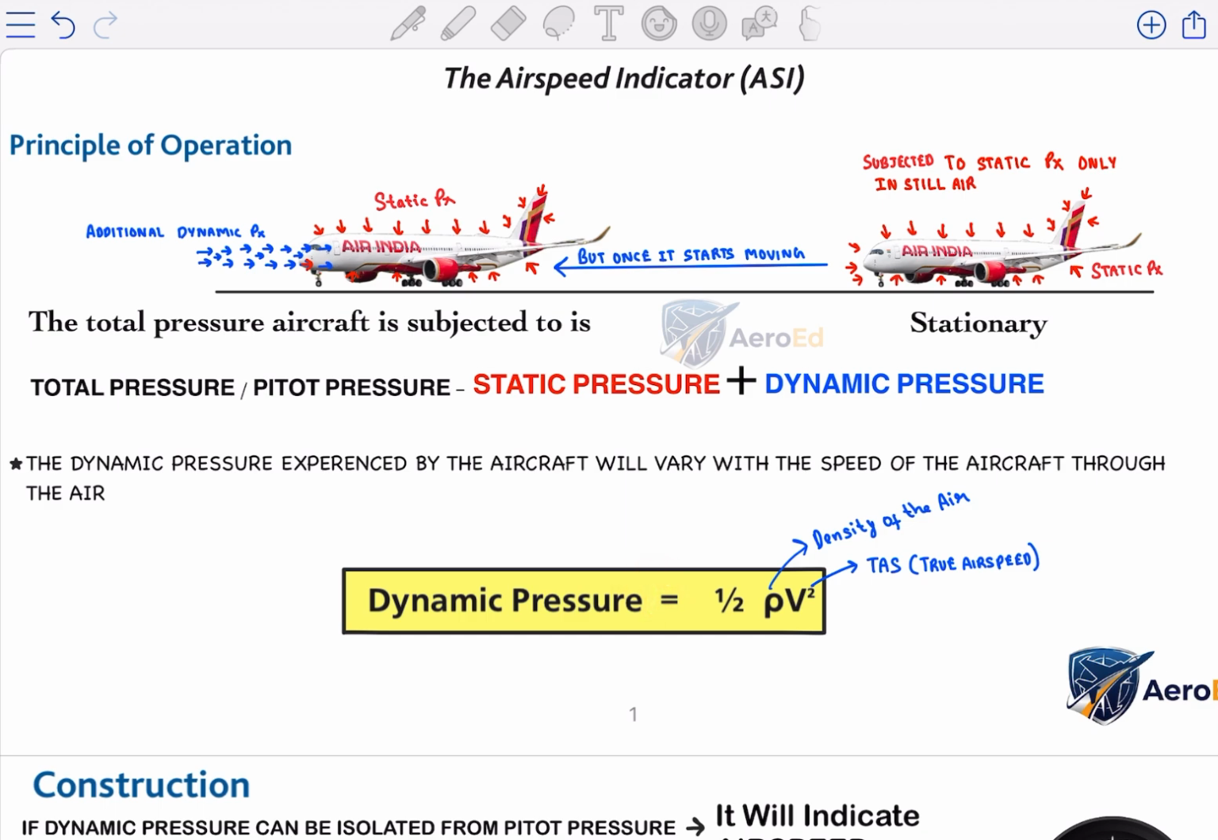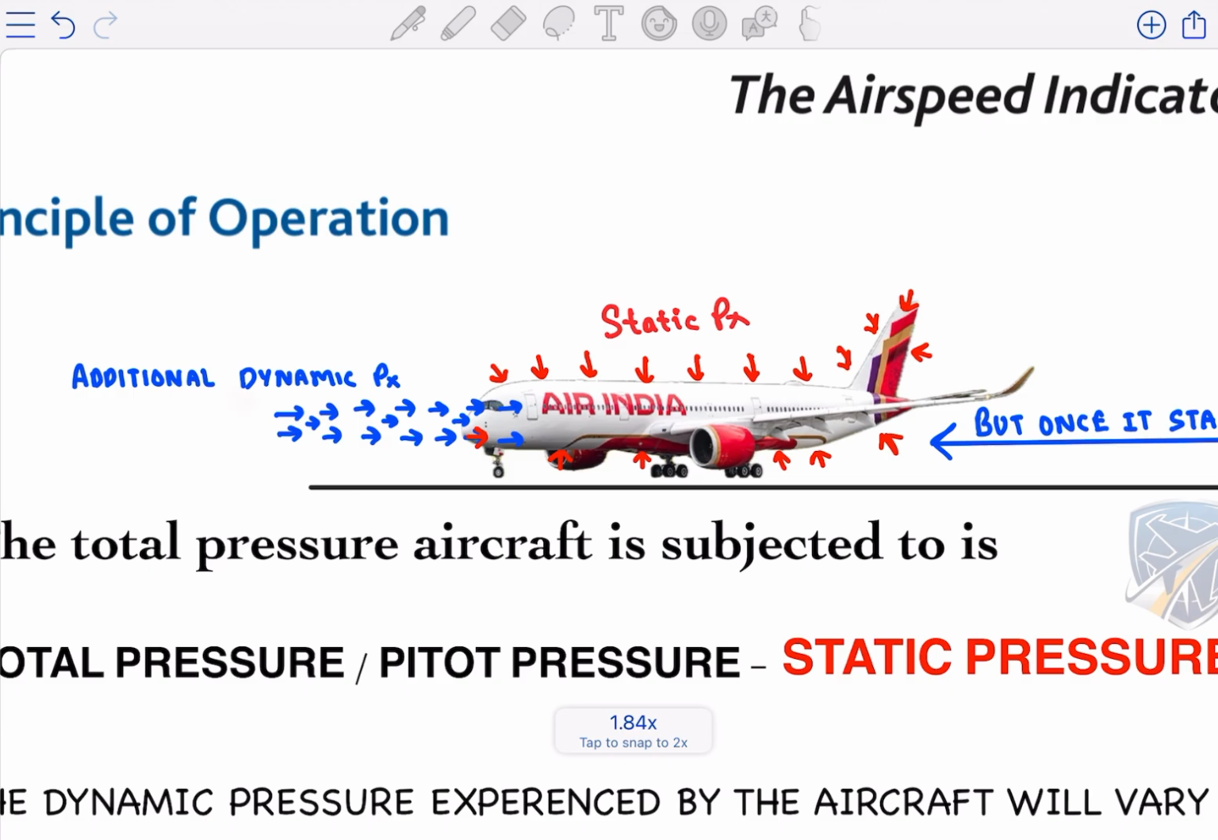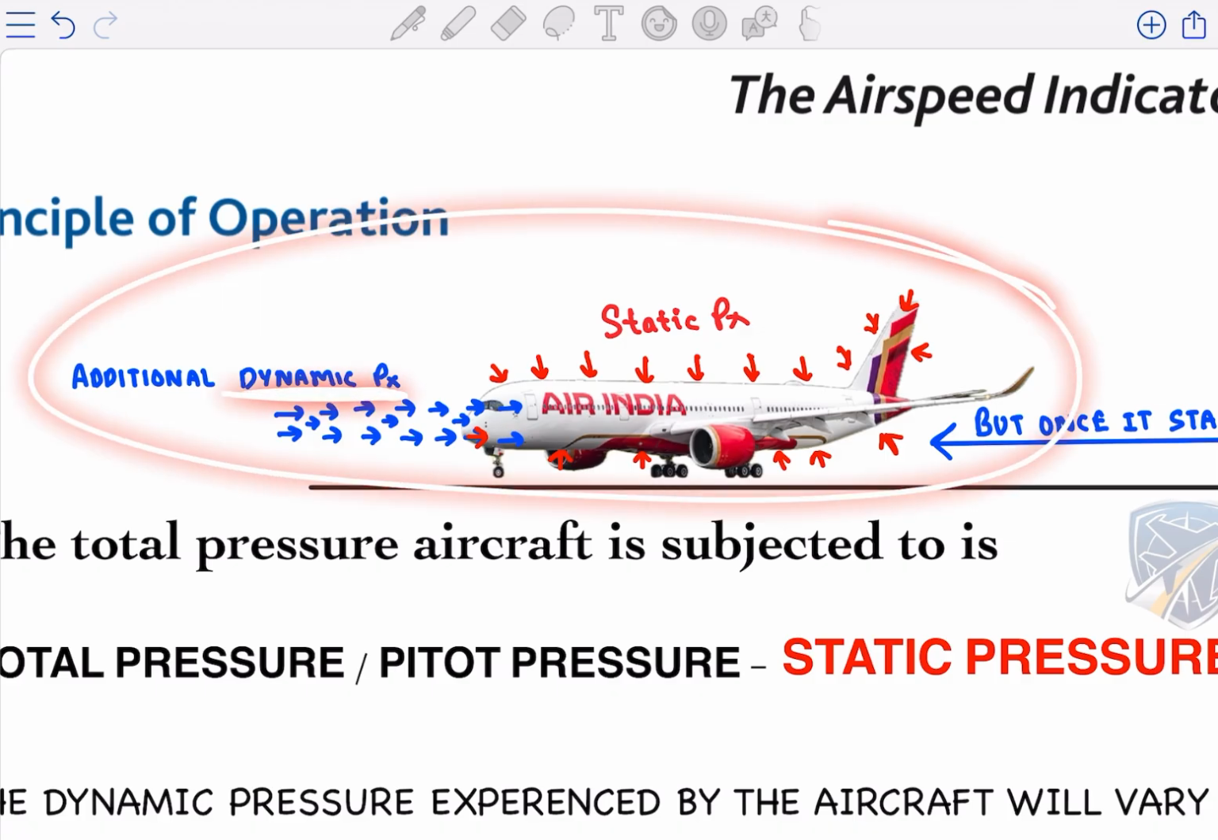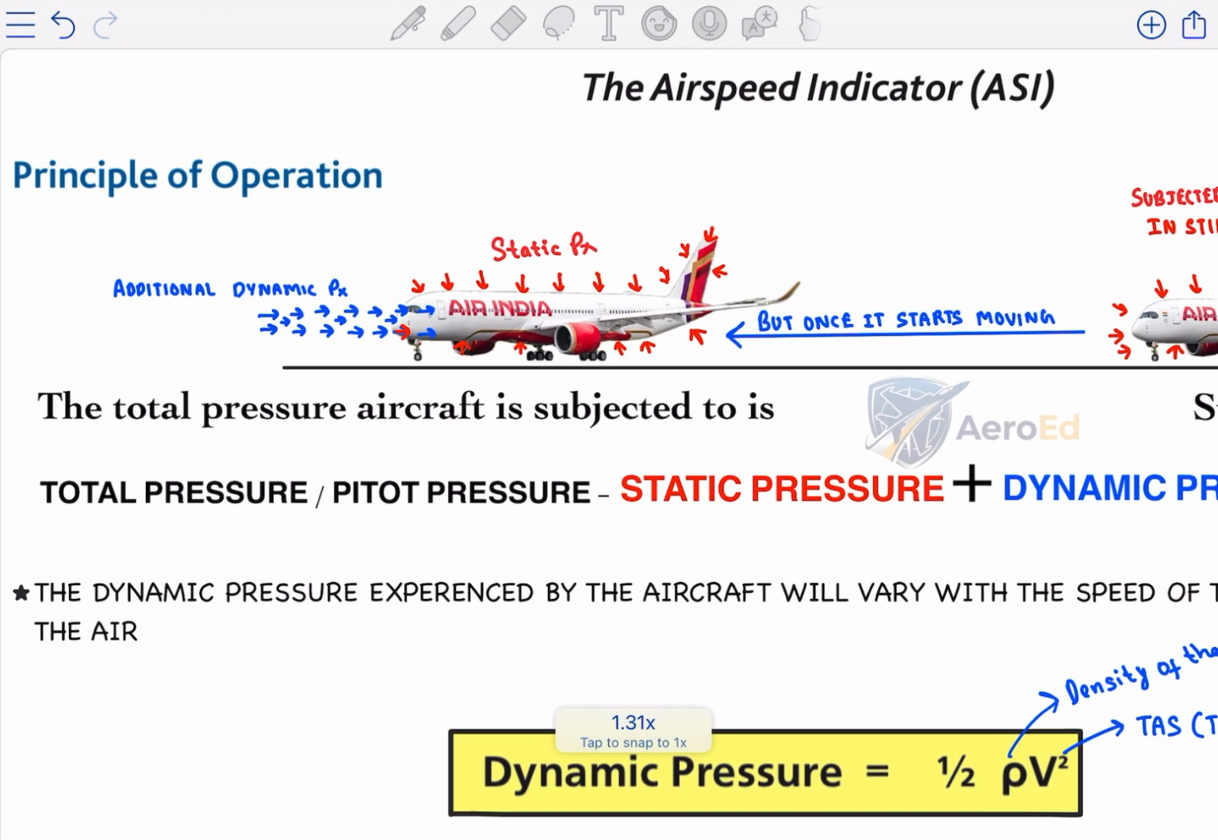So if we calculate the dynamic pressure, we can actually indicate the airspeed. But we know that dynamic pressure does not exist on its own. It always exists with static pressure. So the function of the airspeed indicator is to isolate the dynamic pressure from the total pressure, or the pitot pressure, to indicate the airspeed.